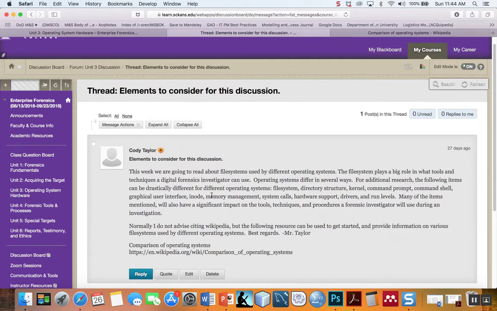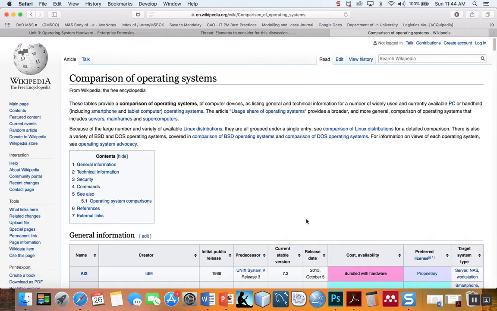I'm actually going to suggest that you look at Wikipedia. You don't necessarily have to cite it, but this is a good starting point because we're going to be talking about file systems and operating systems. Each operating system has its own way that it addresses the file system, and it's going to impact the tools that we use.